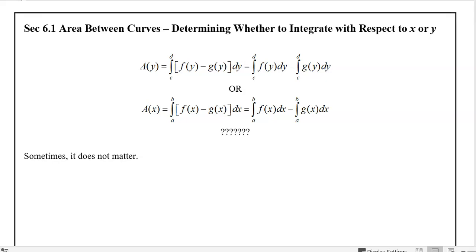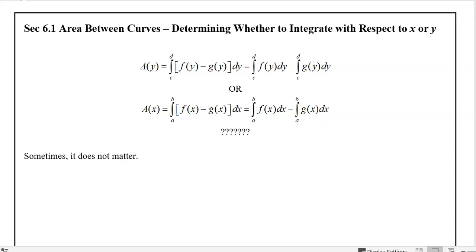This is the third video in a three-part video series discussing area between curves, a topic for Calculus 1 courses. These videos are based on the OpenStax Calculus series, Volume 1, Section 6.1, Area Between Curves.